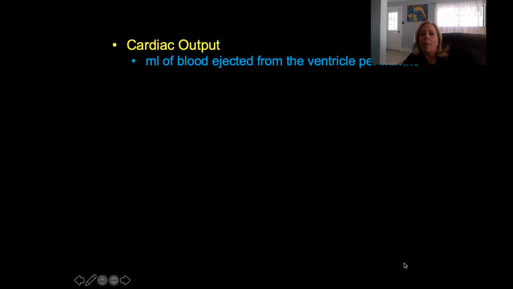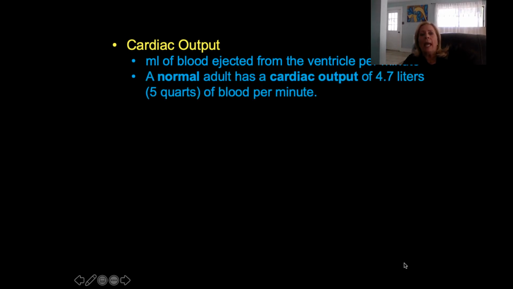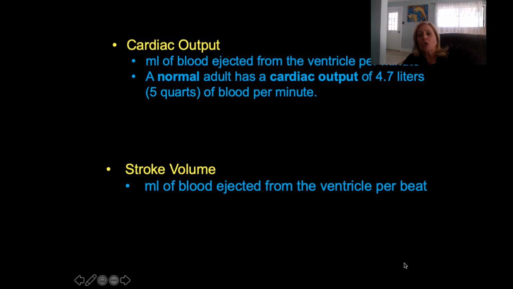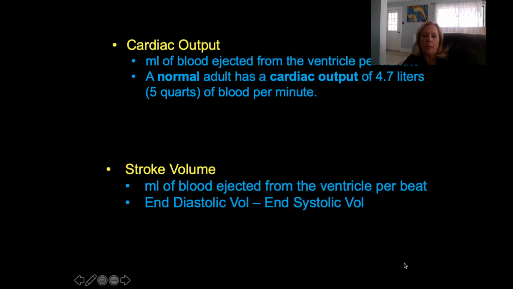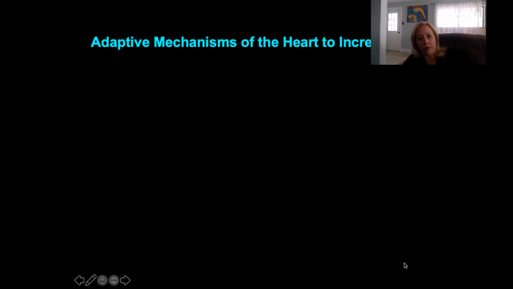So cardiac output is the milliliters of blood ejected from the ventricle per minute. A normal adult cardiac output is about 4.7 liters, or about 5 quarts of blood per minute. Stroke volume, on the other hand, is the milliliters ejected from the ventricle per beat, and it is made up of end diastolic volume and end systolic volume. So if we raise end diastolic volume and lower end systolic volume, we're going to be able to increase stroke volume. And this has to do with preload and afterload.